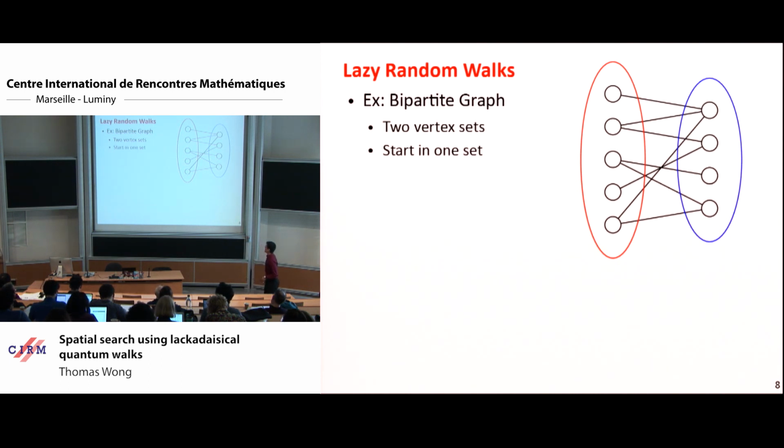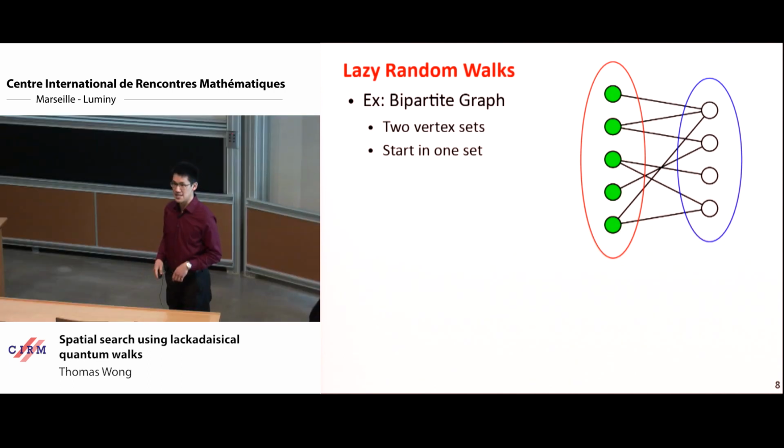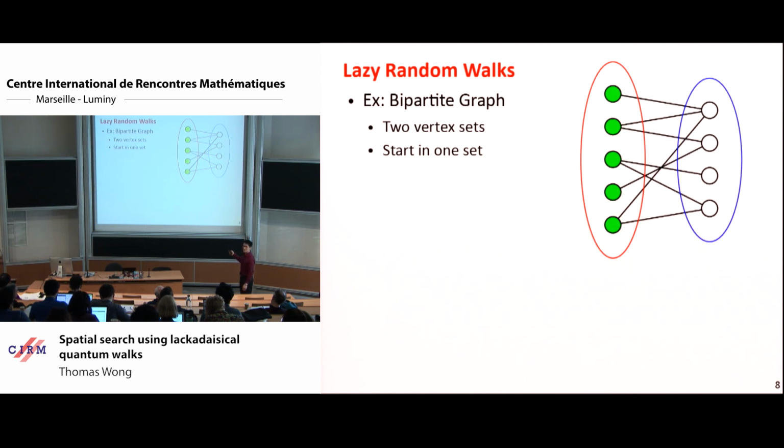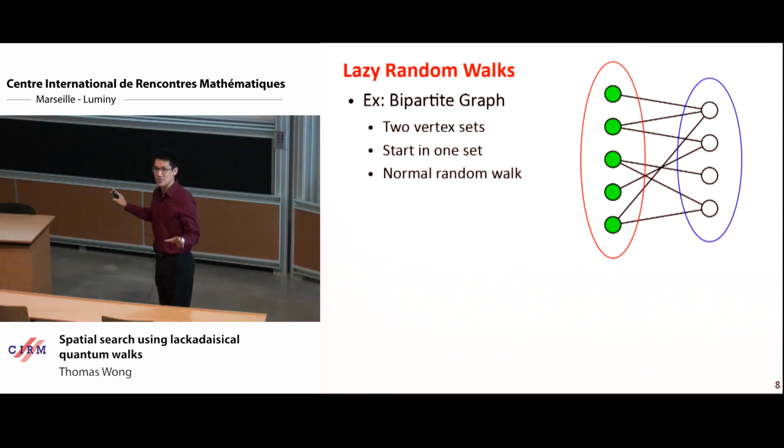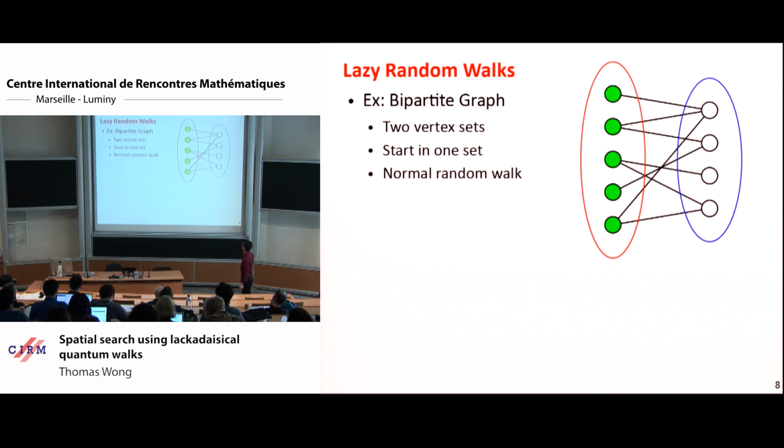And let's say we do a classical random walk where we start with some probability distribution over the left set. So if we take a step of the walk, where do we end up? Well, we end up in the right set. If we take another step of the random walk, where do we end up? We end up on the left set. And we see just even with a classical random walk, you only are in one set or the other. You're not over both.